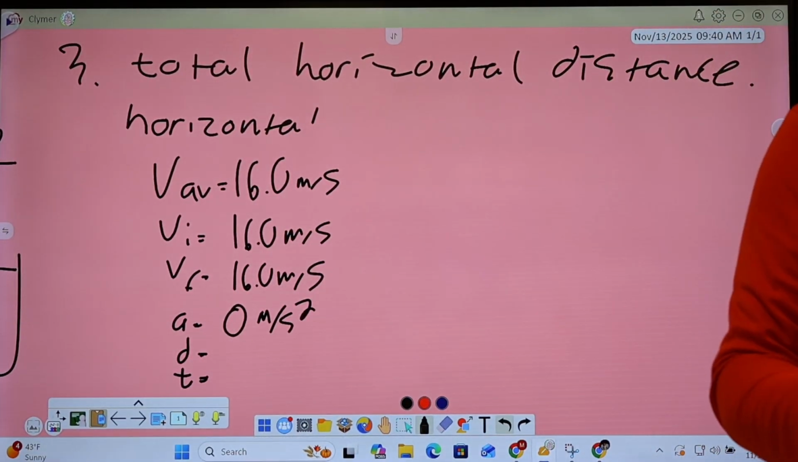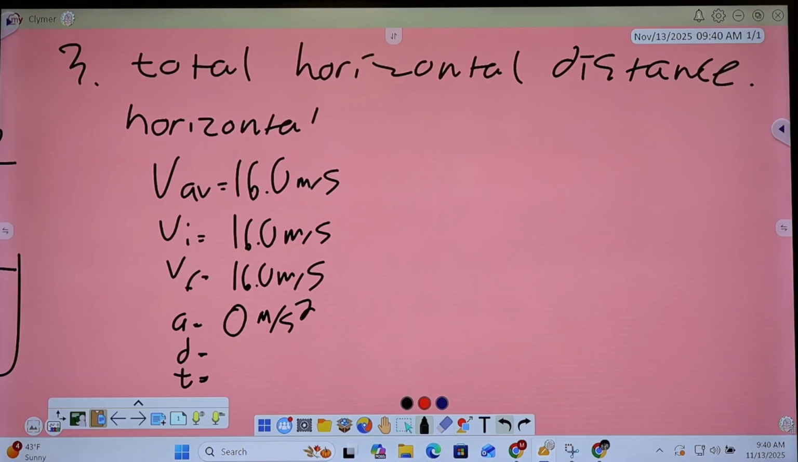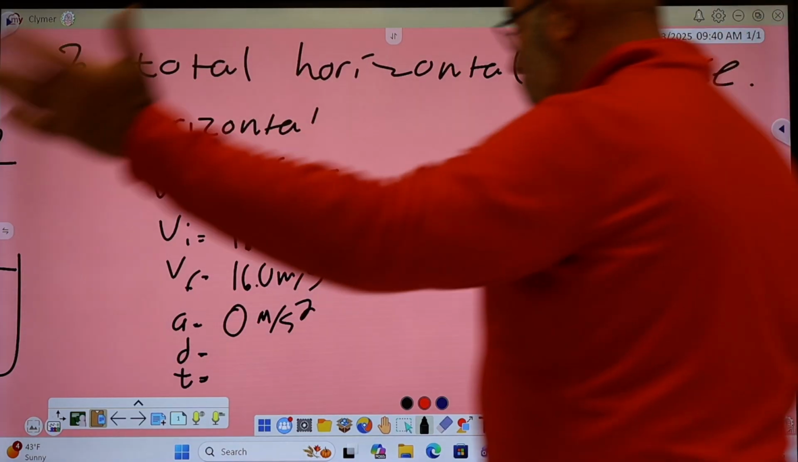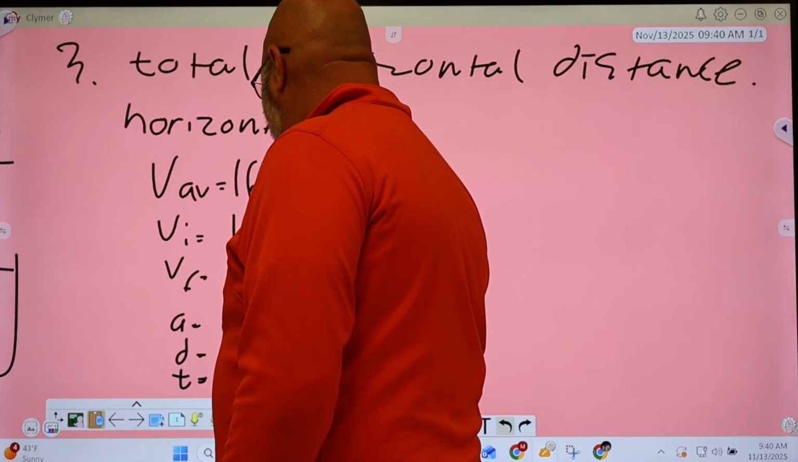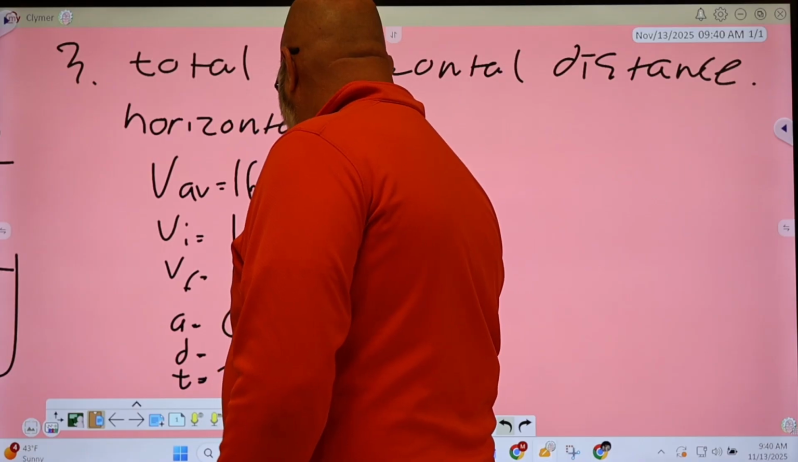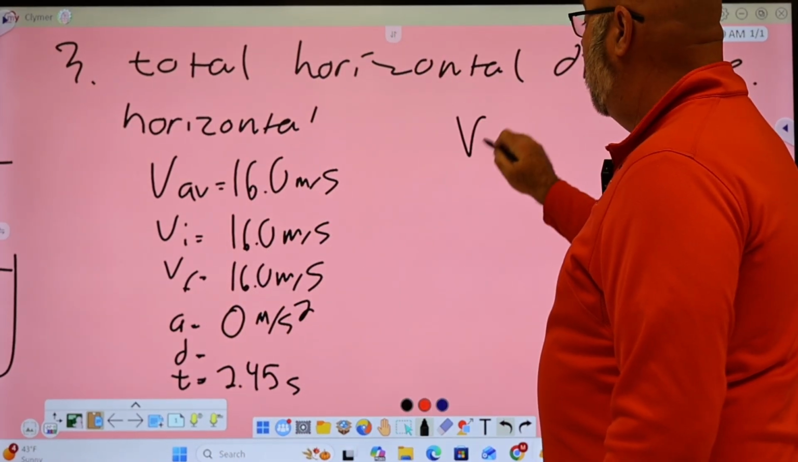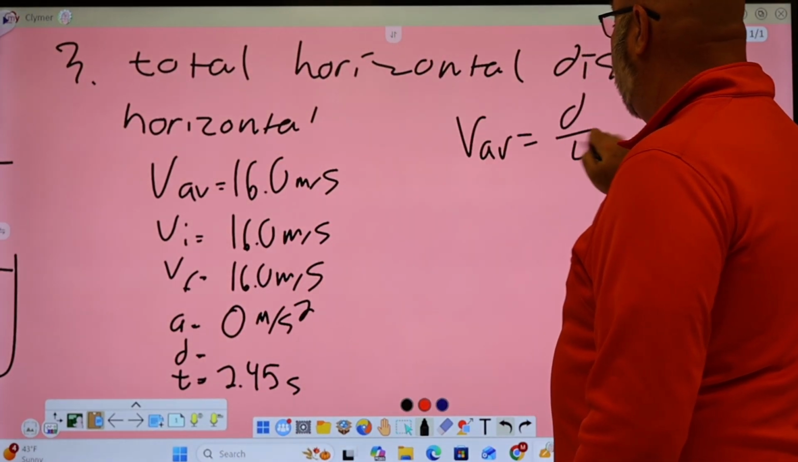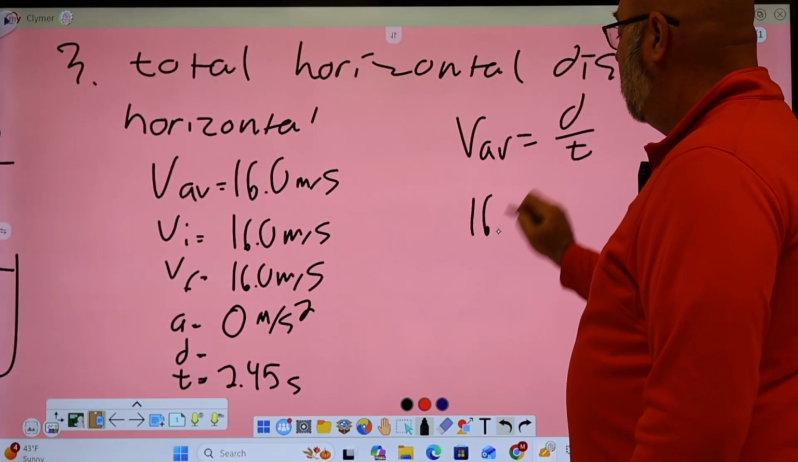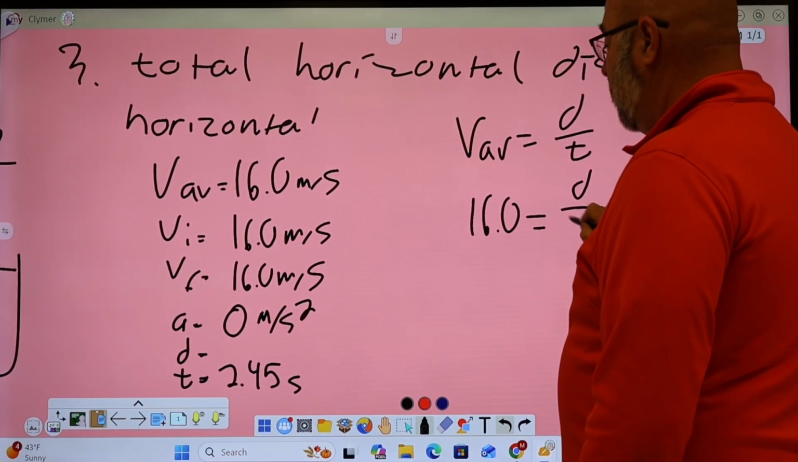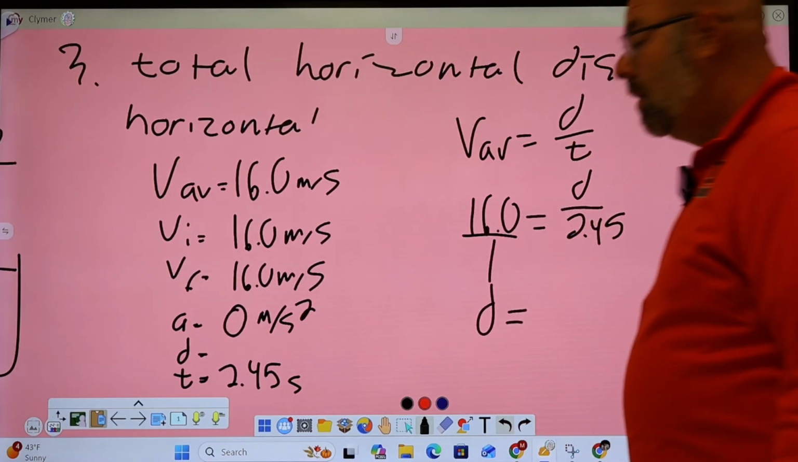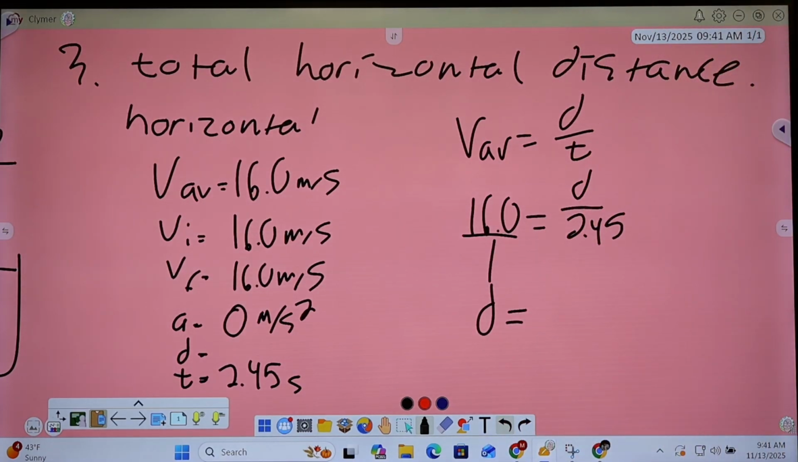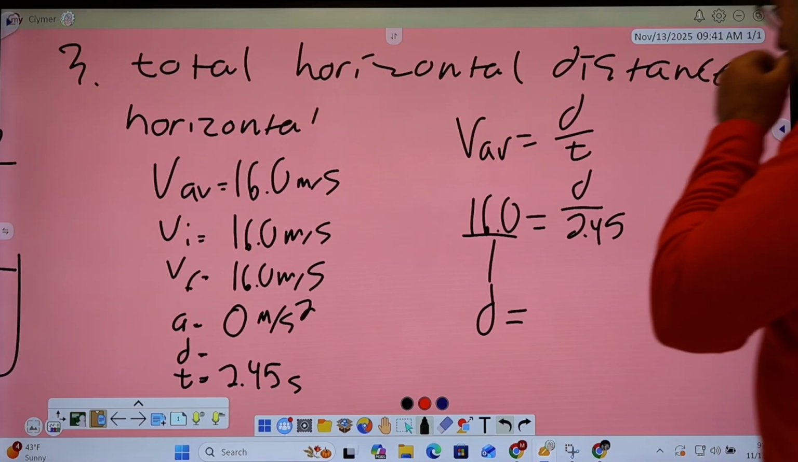Now what do we know that we did not know when we first filled this out? We now know the time. Now we can just use our easiest equation of all time: 2.45 seconds. VAV equals distance over time. 16.0 equals distance over 2.45. 39.2.